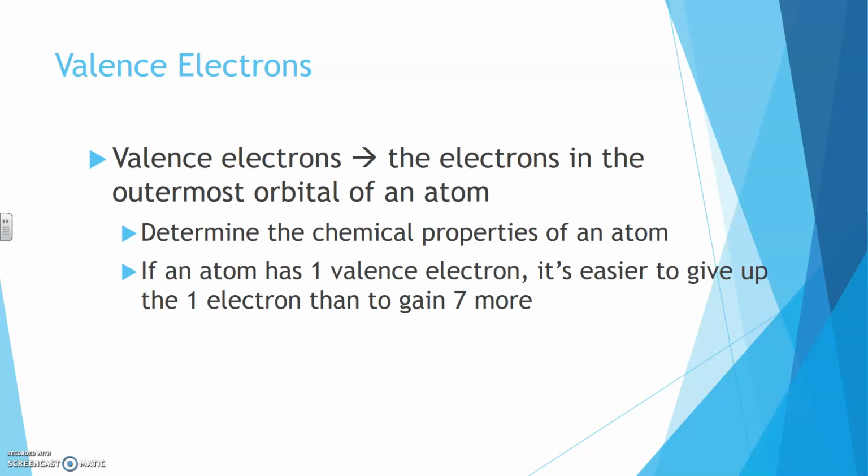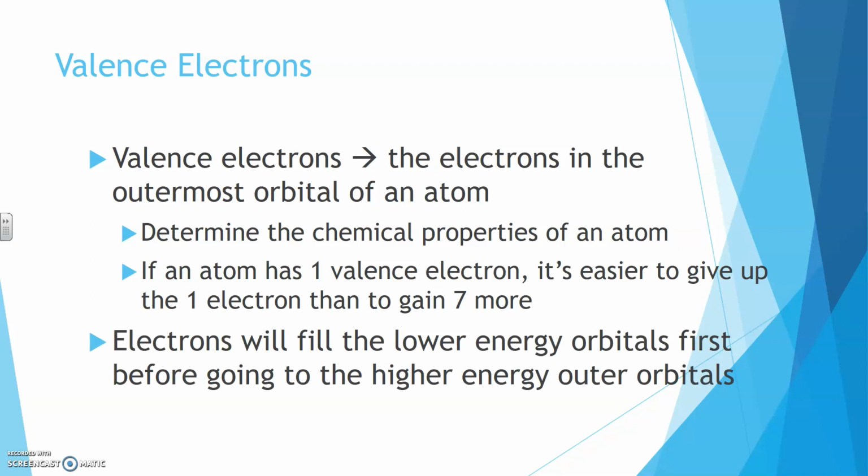Now, if you have 7 valence electrons, it's easier to gain 1 more electron to complete that valence shell than it is to lose the 7 that are already there in order to go down to the valence shell inside of that one. Electrons will always fill the lower energy orbitals first. They want to be in the lowest energy state possible. But once that shell fills, they'll have to go into a higher energy orbit.